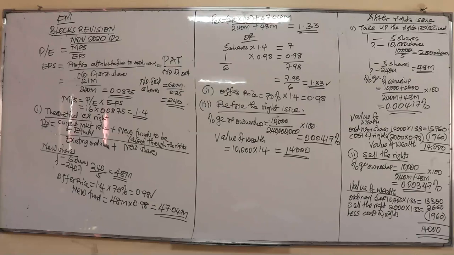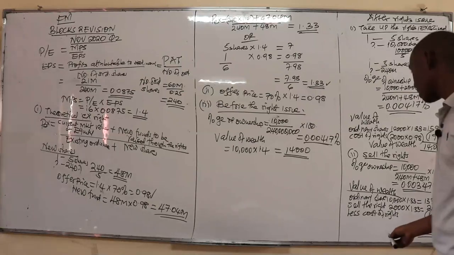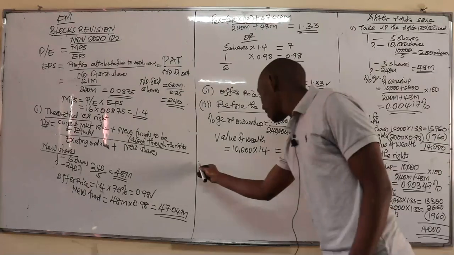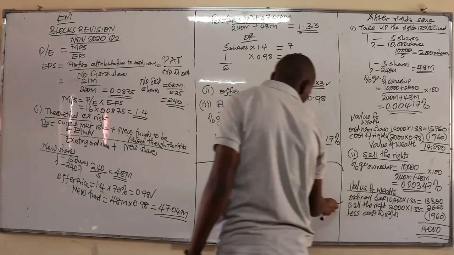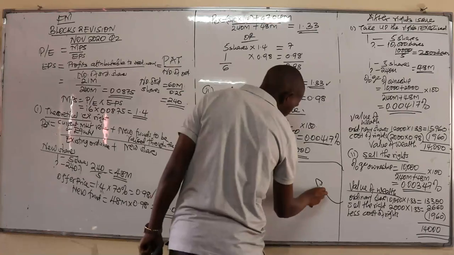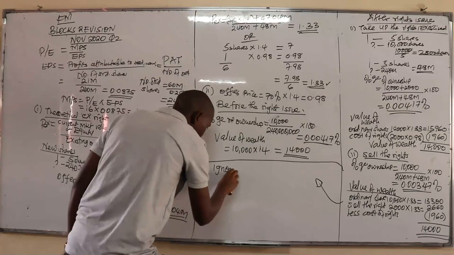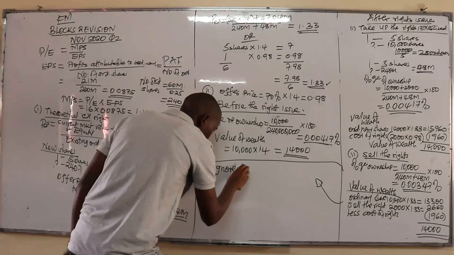That is if he decides to exercise. That is if he decides to sell the rights. Now the last one, I will do it here. I will do the last one in this case. If he decides to ignore the what? Ignore the rights.